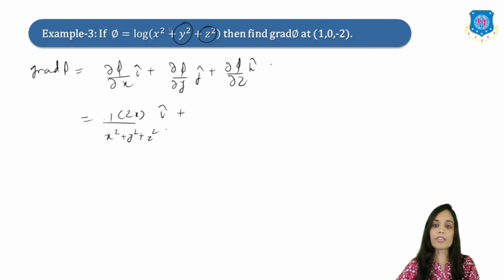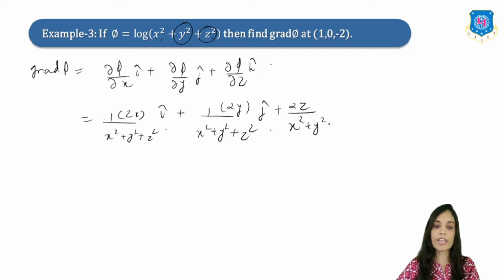Again, if I do the partial derivative with respect to y, the answer will be 1 upon x square plus y square plus z square. Now this x and z will be constant, so the derivative of y square will be 2y. And lastly, the answer of the partial derivative with respect to z will be 2z upon x square plus y square plus z square. Okay. Now let us put the point, that is 1, 0, minus 2.